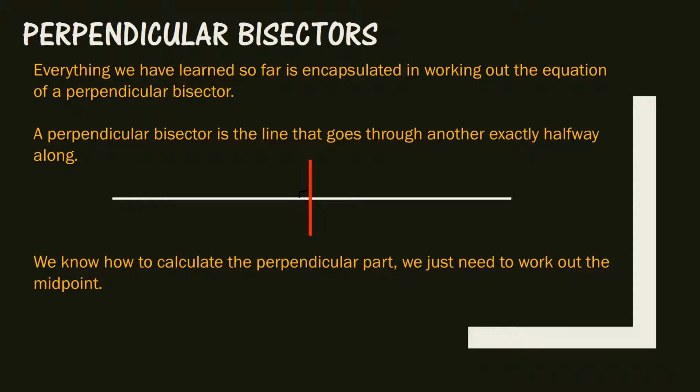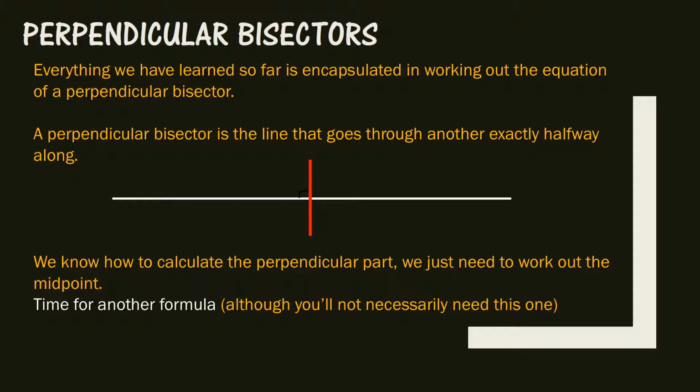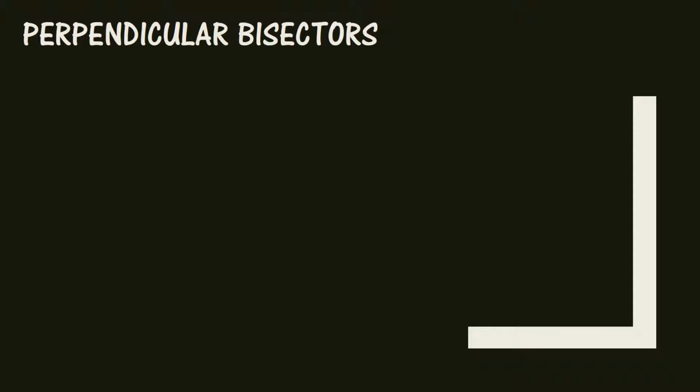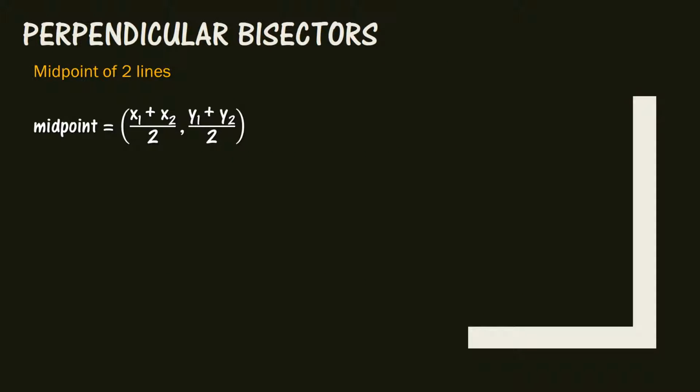We already know how to calculate the perpendicular part, but we need to be able to calculate the midpoint, or the bit that's halfway along. So it's time for another formula, really. The midpoint of two points is x1 plus x2 over 2 and y1 plus y2 over 2. Basically, you're taking an average of the two x coordinates, so add the two of them together and divide by 2. And taking an average of the y coordinates, add the two together and divide by 2.